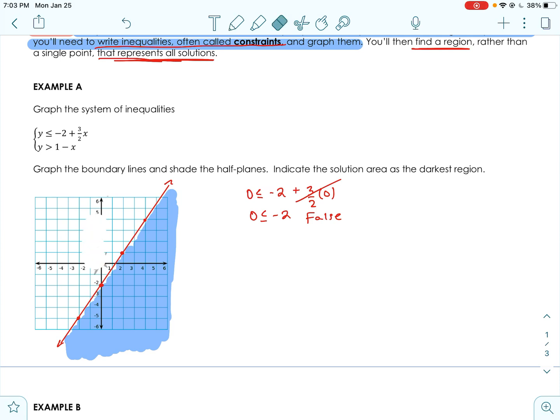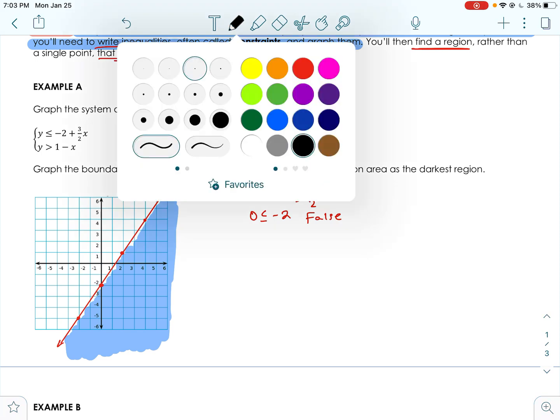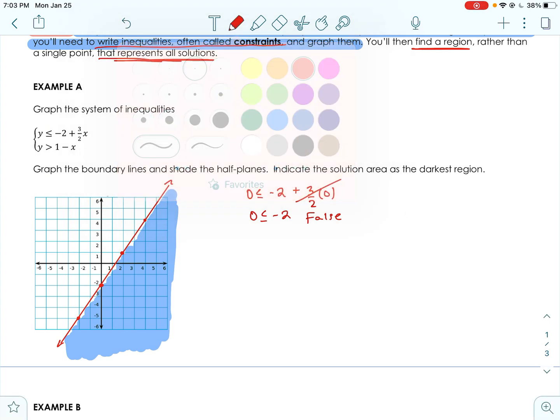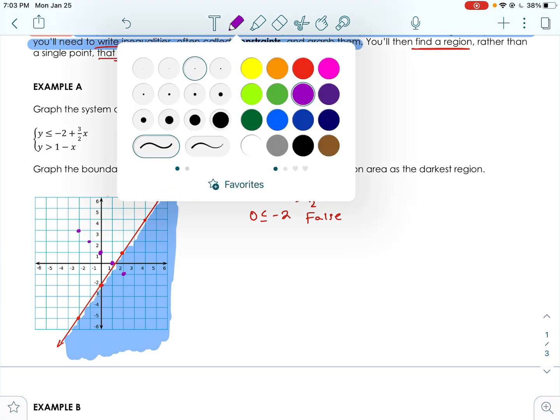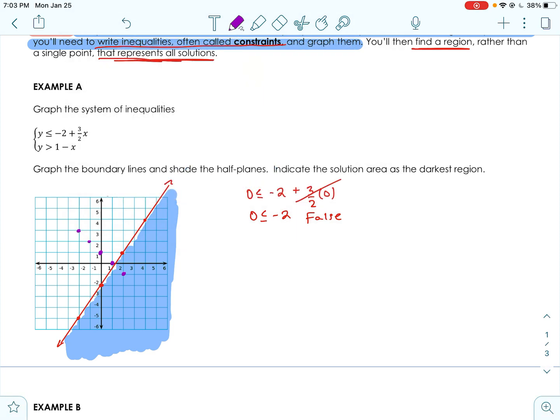Now, the next graph we have is y is greater than 1 minus x. And so we'll draw this in purple. We have our y-intercept of 1, and then our slope is going to be negative 1. So we go down 1 over 1, down 1 over 1, and so forth. And you can go up 1, left 1, up 1, left 1. And this is going to be a dotted line because it has a greater than sign and there is no equal to. So we have our line that looks like this.